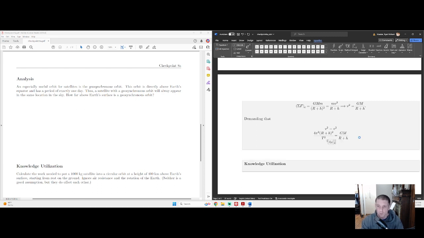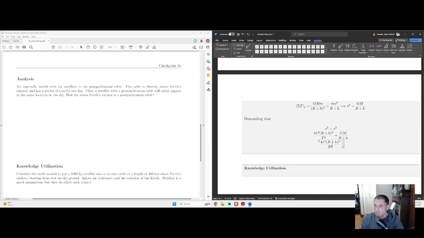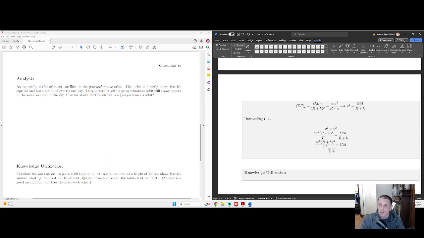We still have 4 pi squared, but we're going to multiply both sides by r plus h. So now we wind up with a cube, right? I have t squared downstairs there, and now this is just GM. Is this good? I think it's good. And then we have to get this r plus h thing by itself, right?